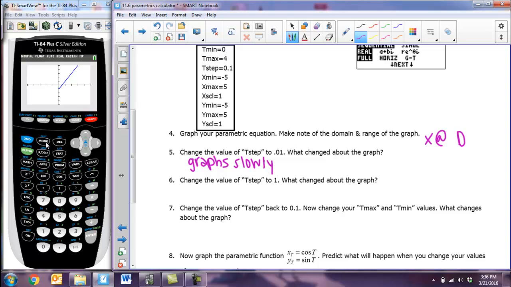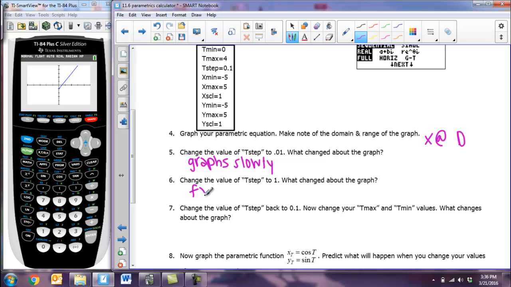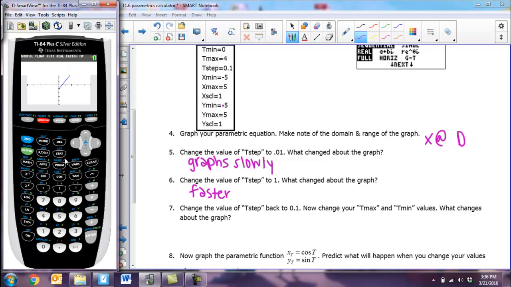If I change my window and change my t-step to just be 1, this would look like what you'd graph on your paper. Instead, this is just graphing every 1. What changed is it's faster, and it's a little less accurate, because instead of graphing from 0 to 4 counting by 0.1 or 0.01, it just counted by 1. So changing the t-step value just makes my graph more accurate, or puts more points in between.